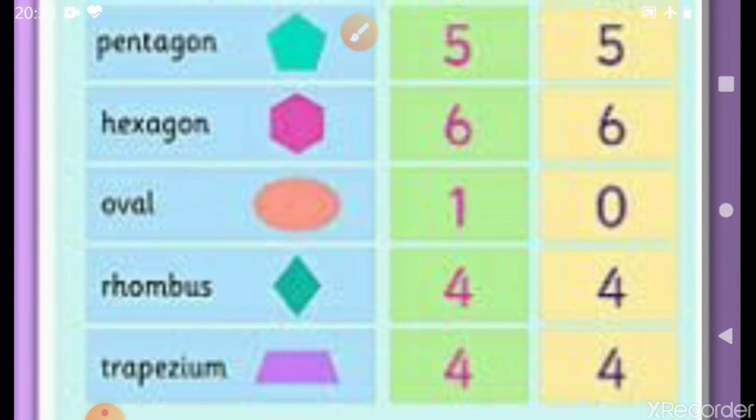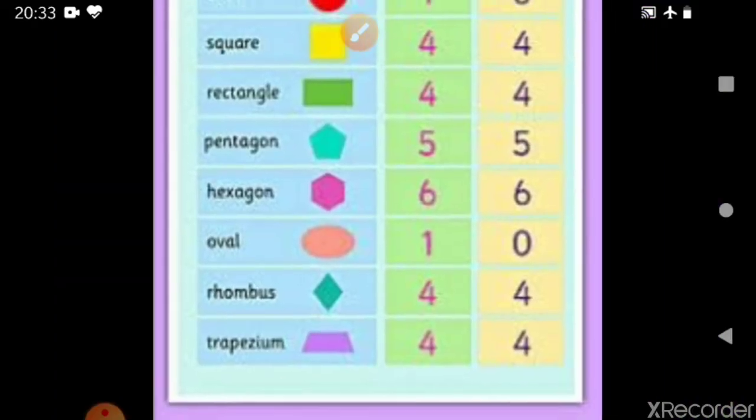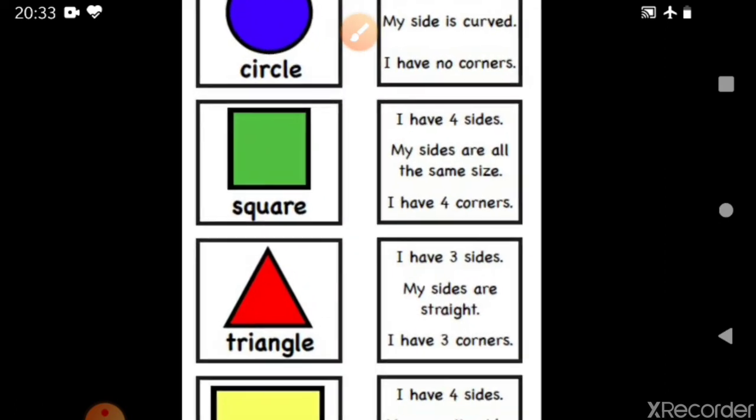Oval. Oval, as I told you, if you stretch the circle from 2 sides, it becomes an oval. So like a circle, an oval also has one side and no points. A rhombus, trapezium, these are the shapes about which you will study in later classes. Okay. Then see these 4 basics.